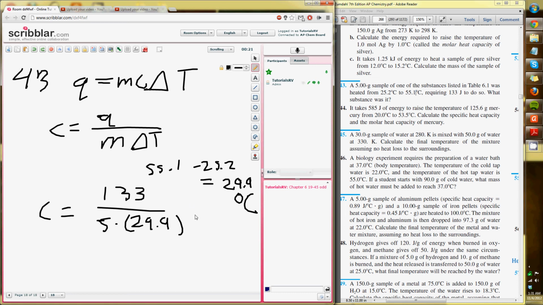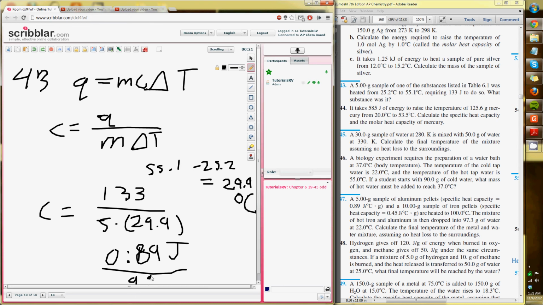Always remember to match your units. So for the C in the 6.1 table that's asking you to look at, match those units. It was degrees Celsius, grams, and joules. This becomes 0.89 joules over grams degrees Celsius. This is grams, yeah. And that's aluminum solid.